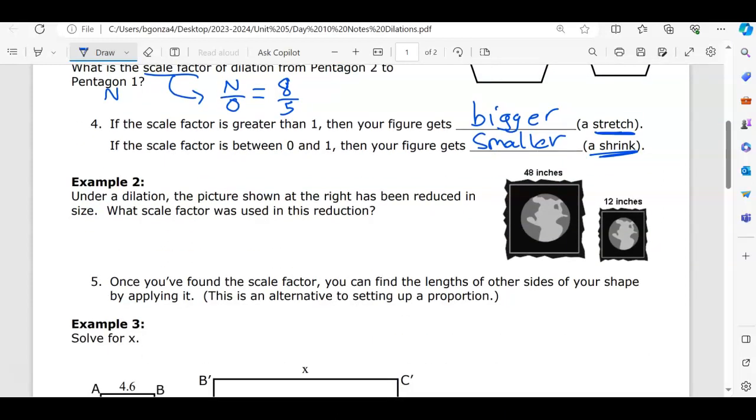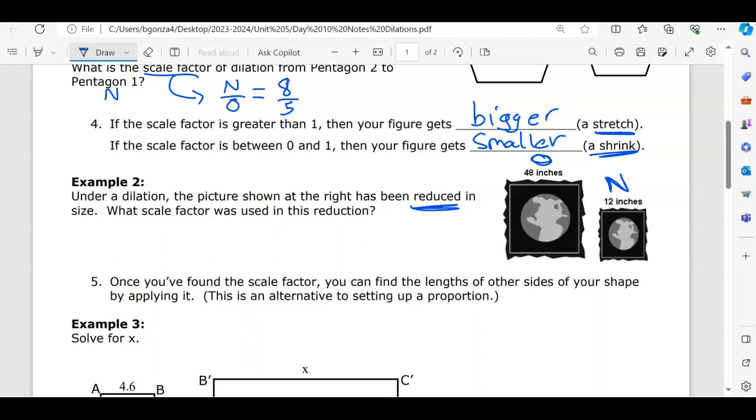Example 2, here we go. Under a dilation, the picture shown at the right has been reduced. Now you tell me, if this thing has been reduced, which one's the original? It has to be the bigger one, because the new one has to be smaller. Isn't that what reduced means? It's smaller. Okay, so let's label this. The bigger one is the original. The smaller one is the new, because that's what it means to reduce. From big to small, right?